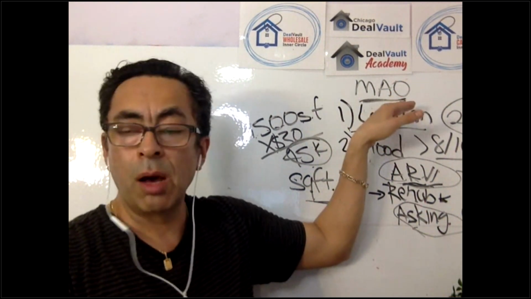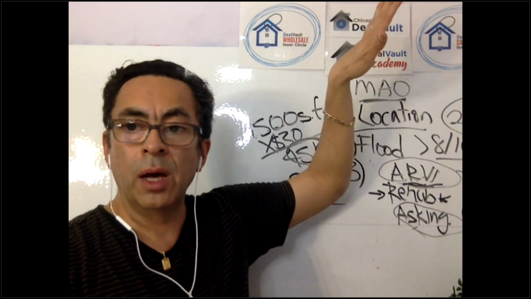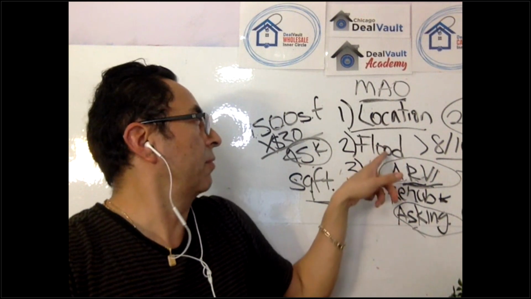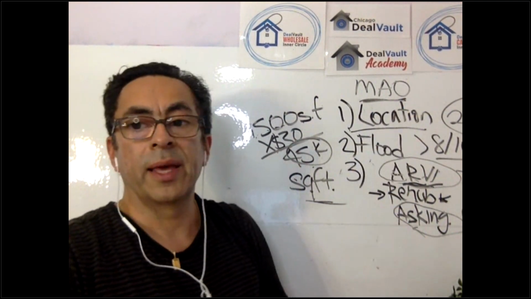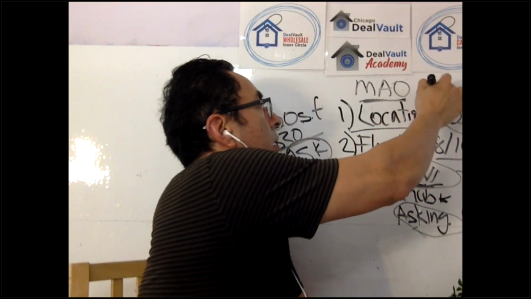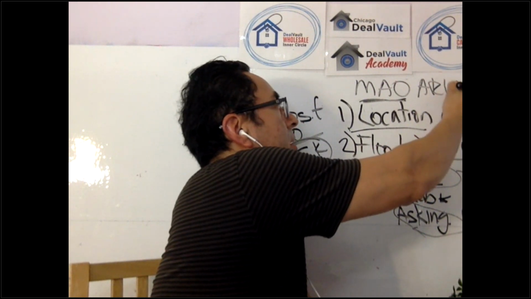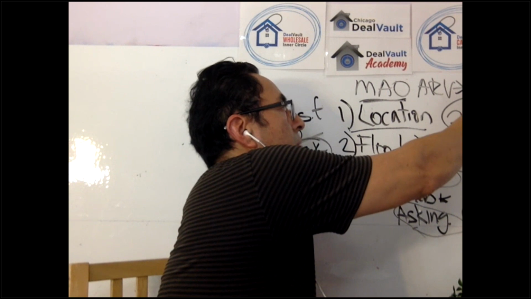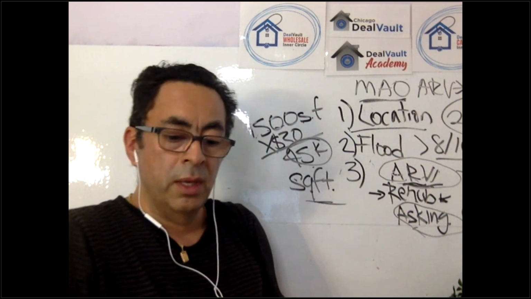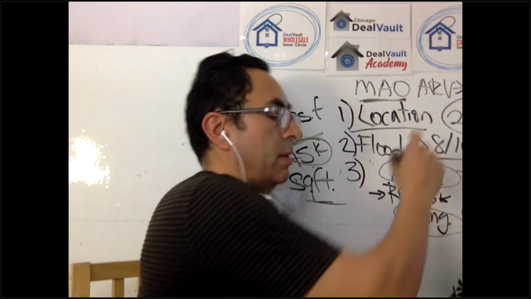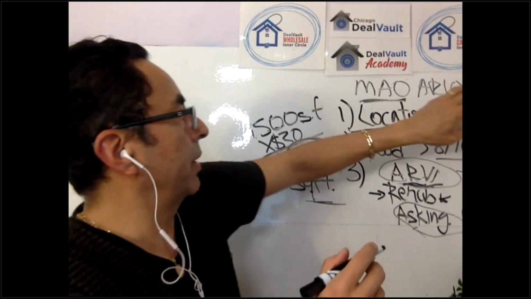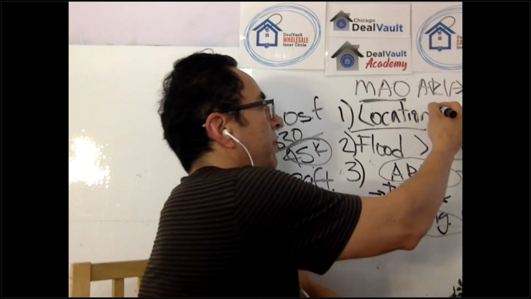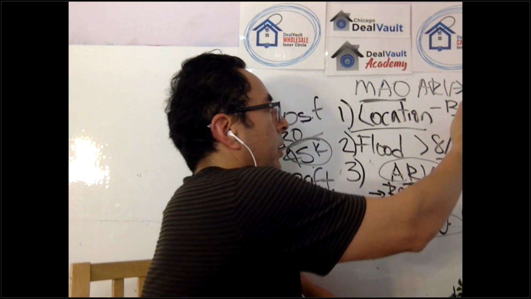Now with the max allowable offer, you are going from the top down. So you are starting from the ARV. You're going to take the ARV times 75%, minus the rehab, and that's going to give you your max allowable offer. 75% minus the rehab.